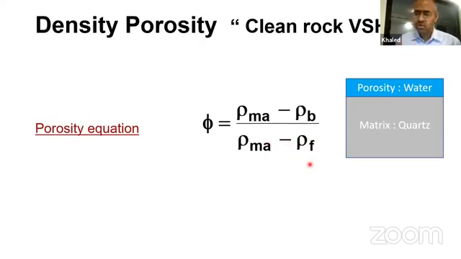And if you look closely, this equation is almost the same as the V shale from gamma ray. So if you understand, the V shale from gamma ray is the same as porosity from density for clean rocks. You see those equations, they come back to you again and again and again. It's very simple, straightforward.